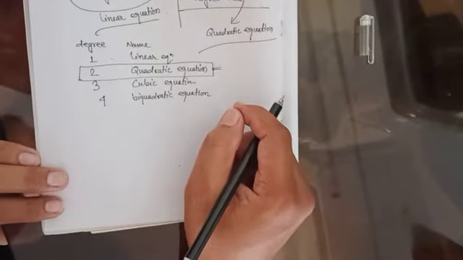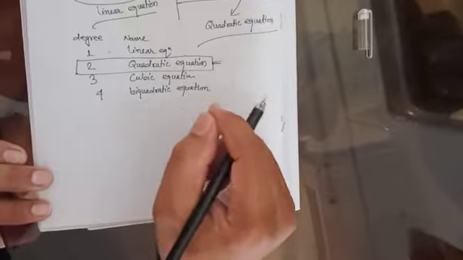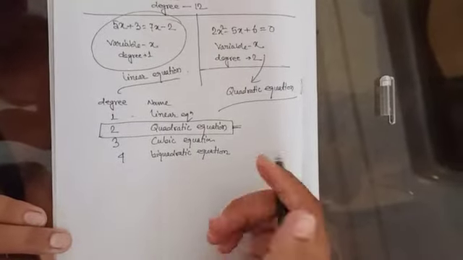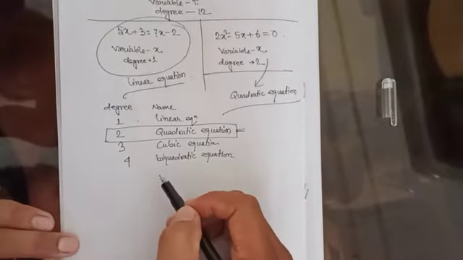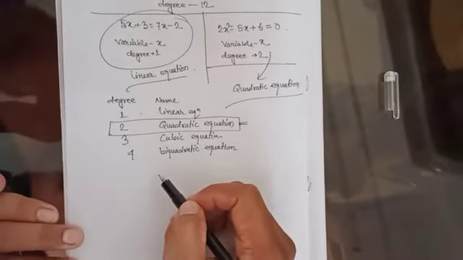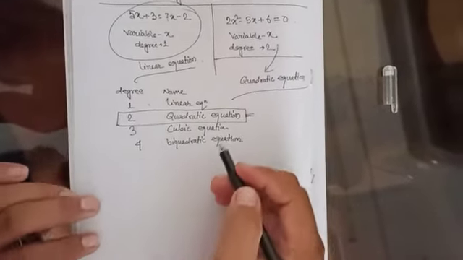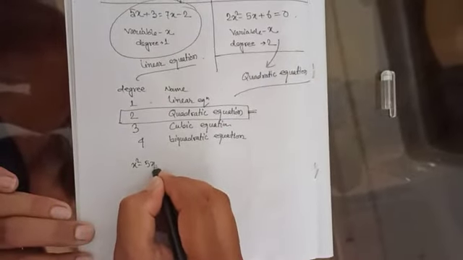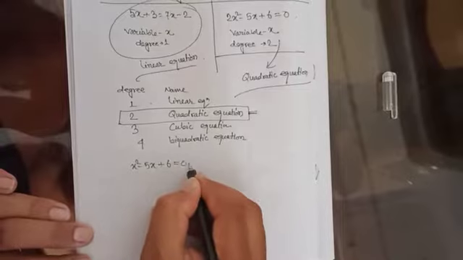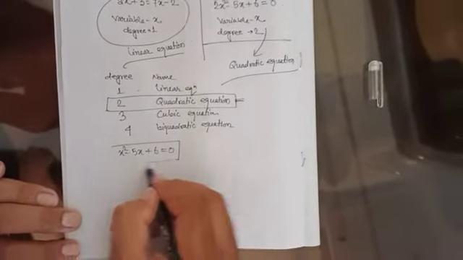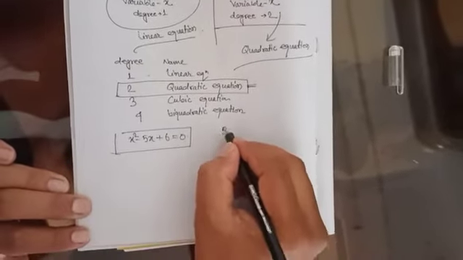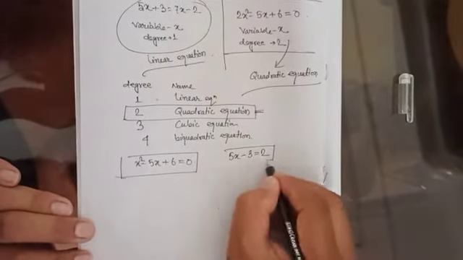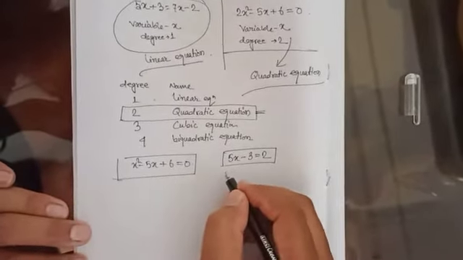This is very important because when you determine the solution of an equation, it can be linear, quadratic, cubic or biquadratic, and first you have to understand which it is. Suppose x square minus 5x plus 6 equals 0. Clearly this is a quadratic equation. Suppose 5x minus 3 equals 2. Since the degree is 1, this is a linear equation.